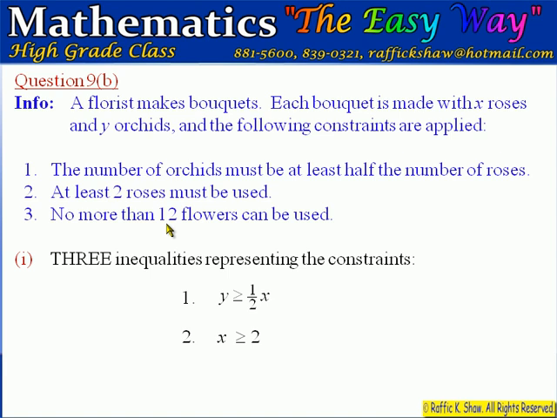So let's write the inequality to represent the third condition. And this is it. The number of flowers, which is X plus Y, that is the roses plus the orchids, can be no more than 12. It can be equal to 12 or less, but not more than 12. And so this is the inequality that represents the third condition. And that's it. That's the answer for part 1, the 3 inequalities representing these 3 conditions. So let's move down now to part 2 of this question.